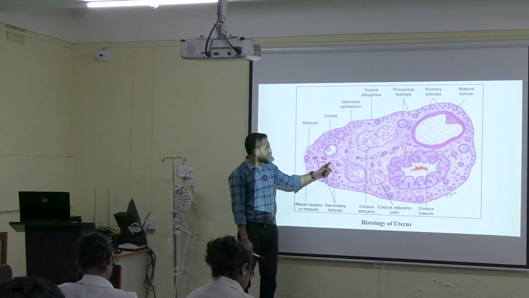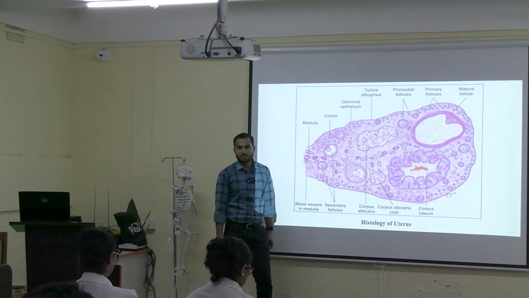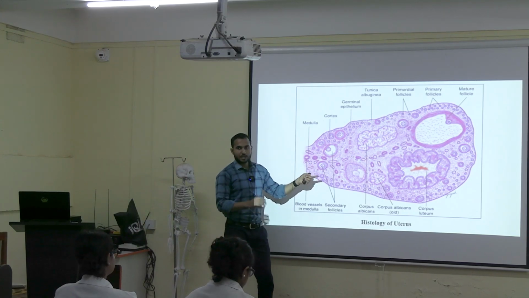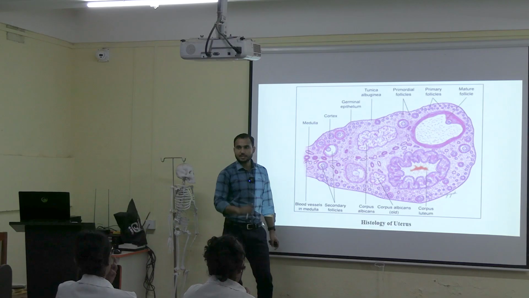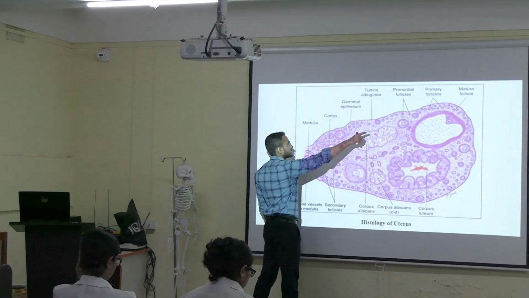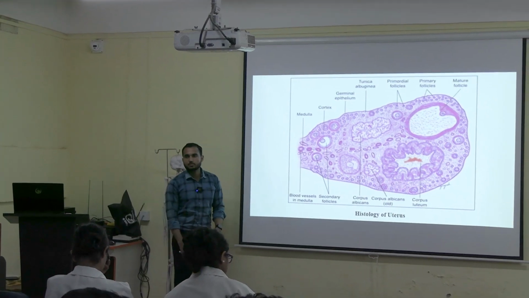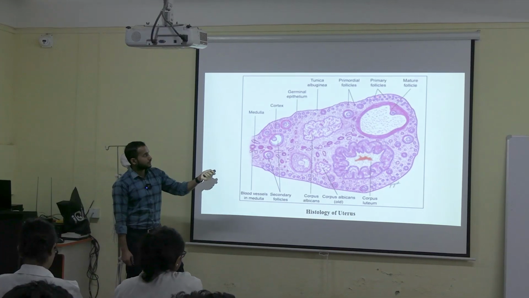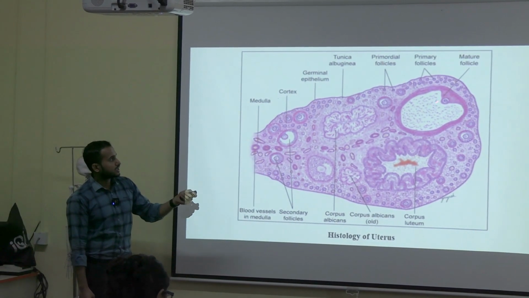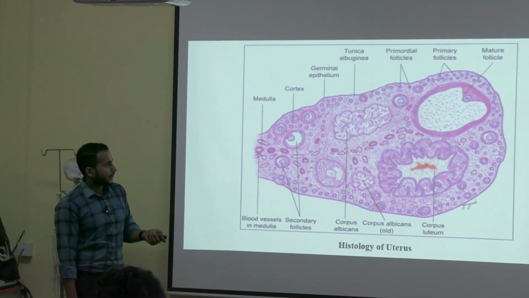So, in the medulla what is present? Blood vessels, lymphatics, and nerves are all present in the medulla. In the medulla, the hilum is present. Through the hilum, those blood vessels and structures enter and leave the gland. Next, in the cortex you can see different stages of development of oogonia. For example, you can see the primordial follicle, the primary follicle, the secondary follicle, and this is the mature follicle.